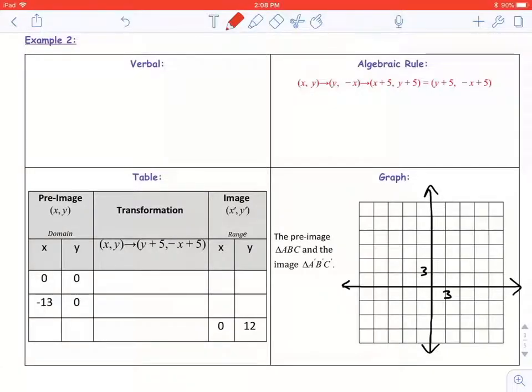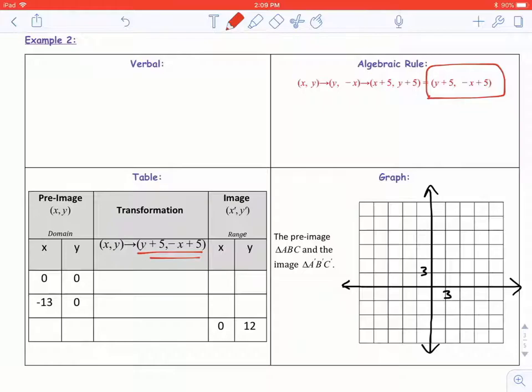Example 2 for composite transformations. So we're given our algebraic rule. I'm going to bring, well actually it's already over here in the table, so let's go ahead and apply the algebraic rule to figure out the remaining values in our table.